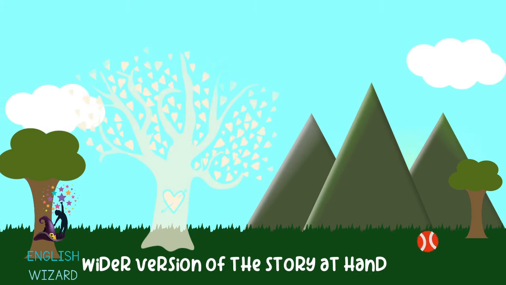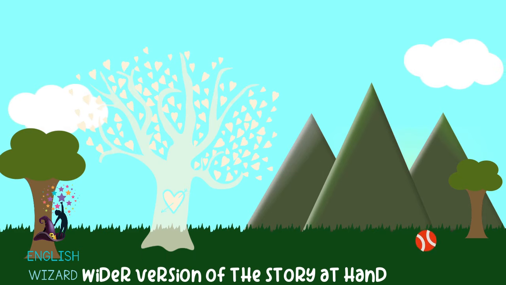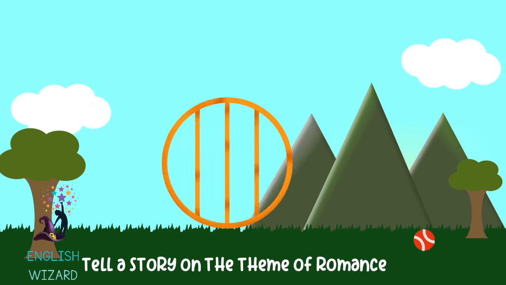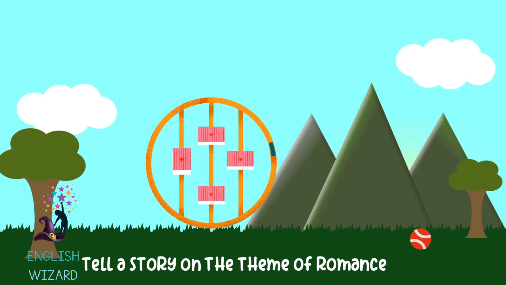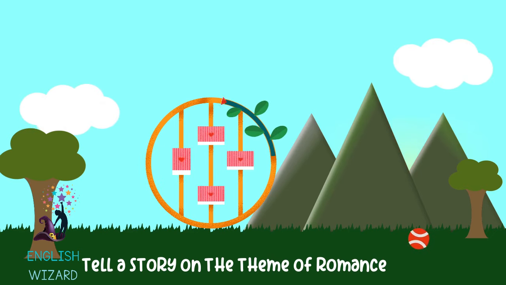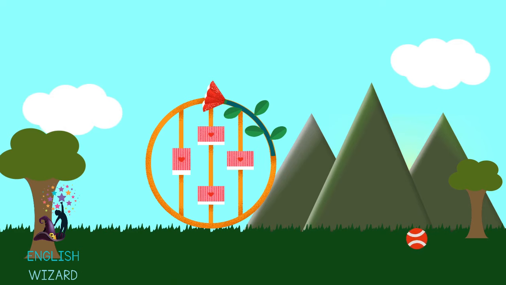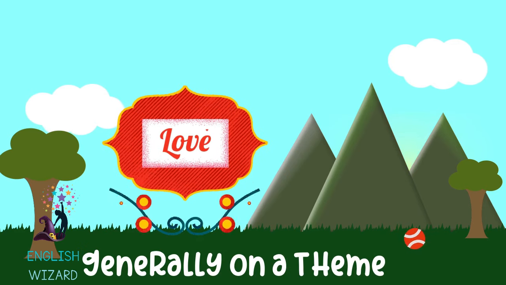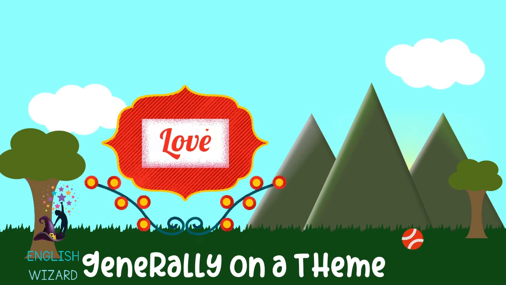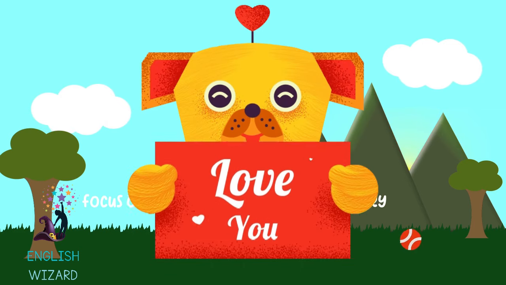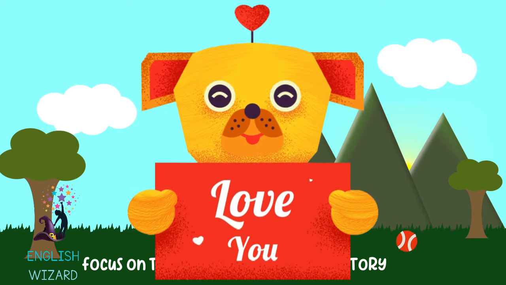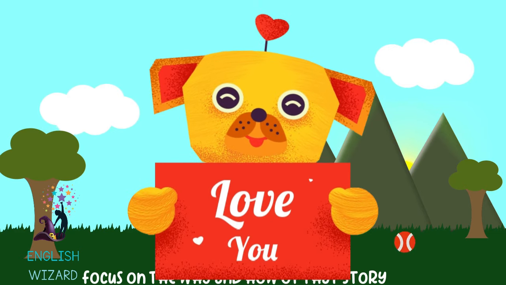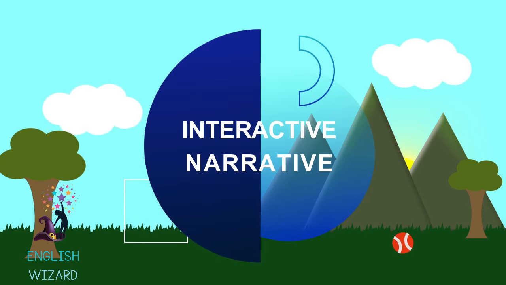Nonlinear narratives can be used to tell a wider version of the story at hand. For example, a nonlinear narrative will not just tell the chronological story of one romance, but instead tell a story on the theme of romance. A nonlinear narrative can often be used to speak more generally on a theme. Rather than just focusing on the facts of what happened in a story, it will focus on the why and how of that story.